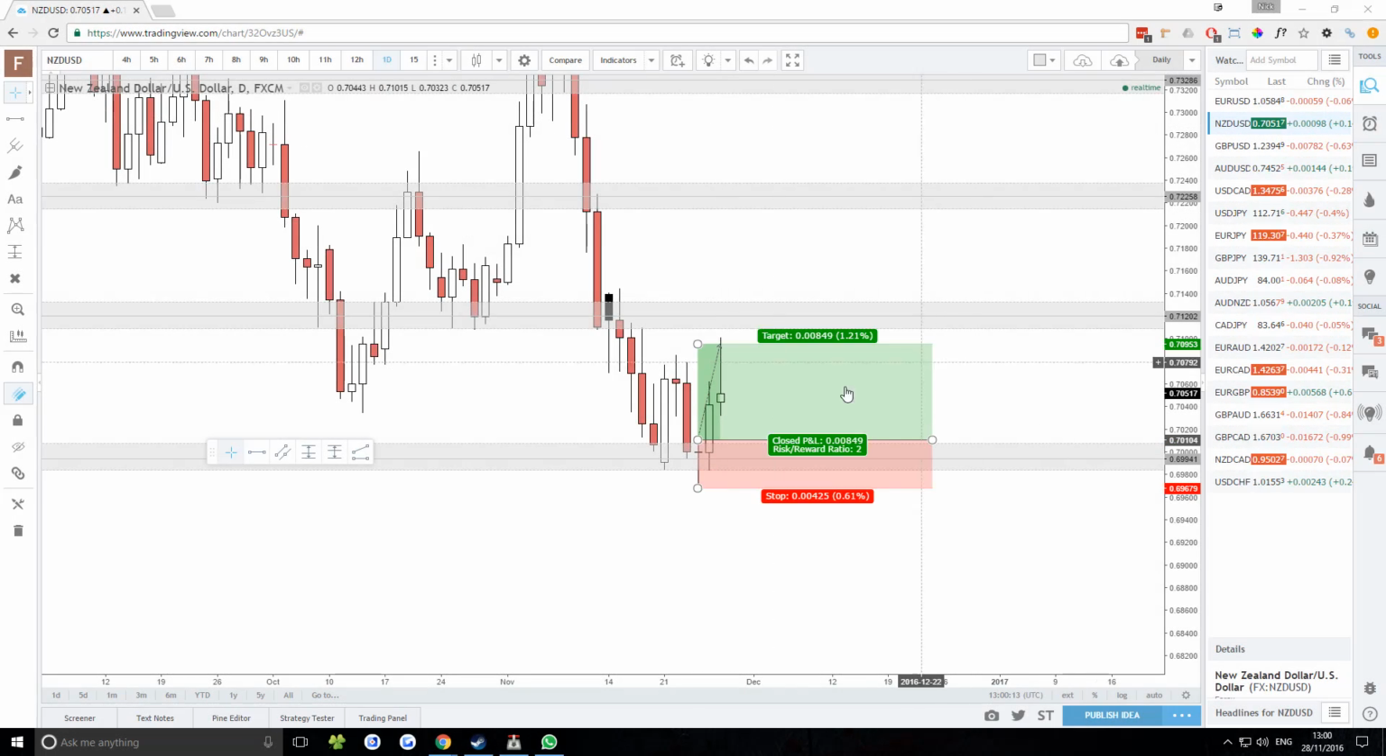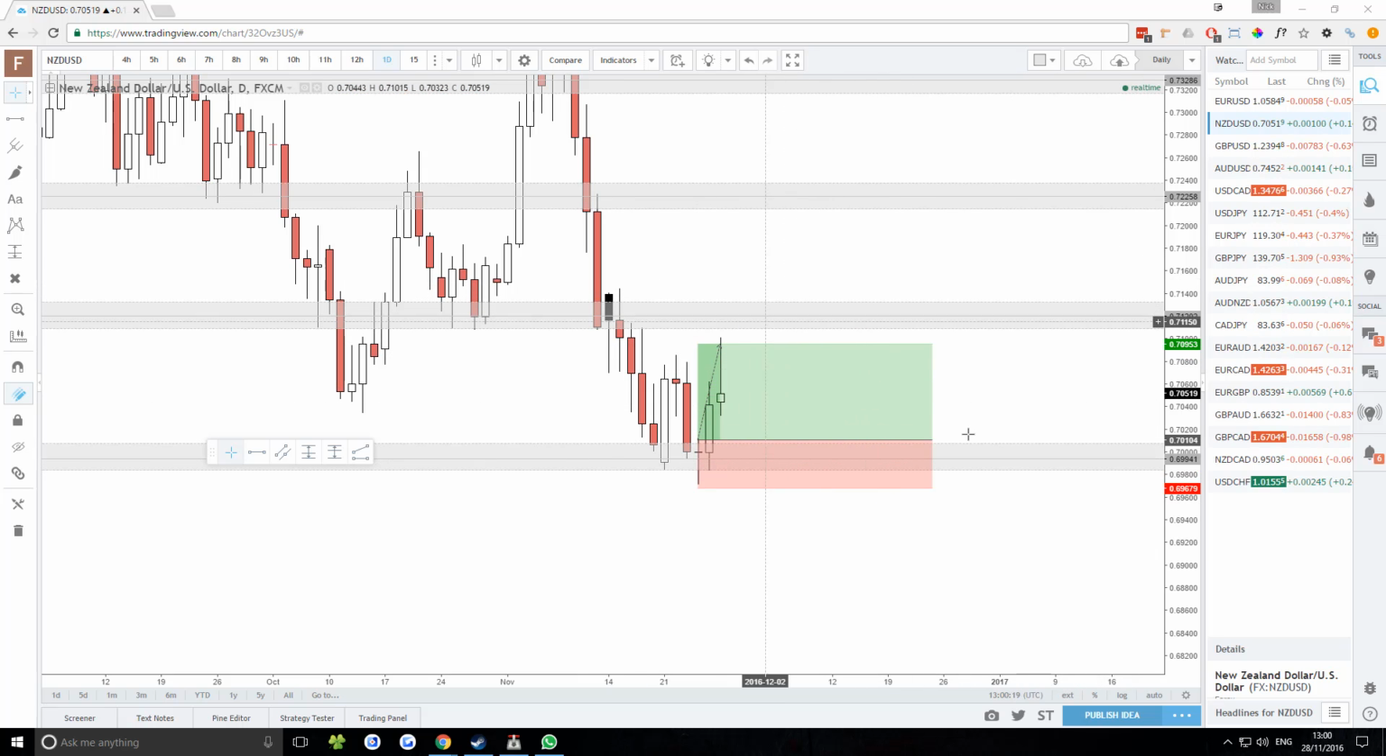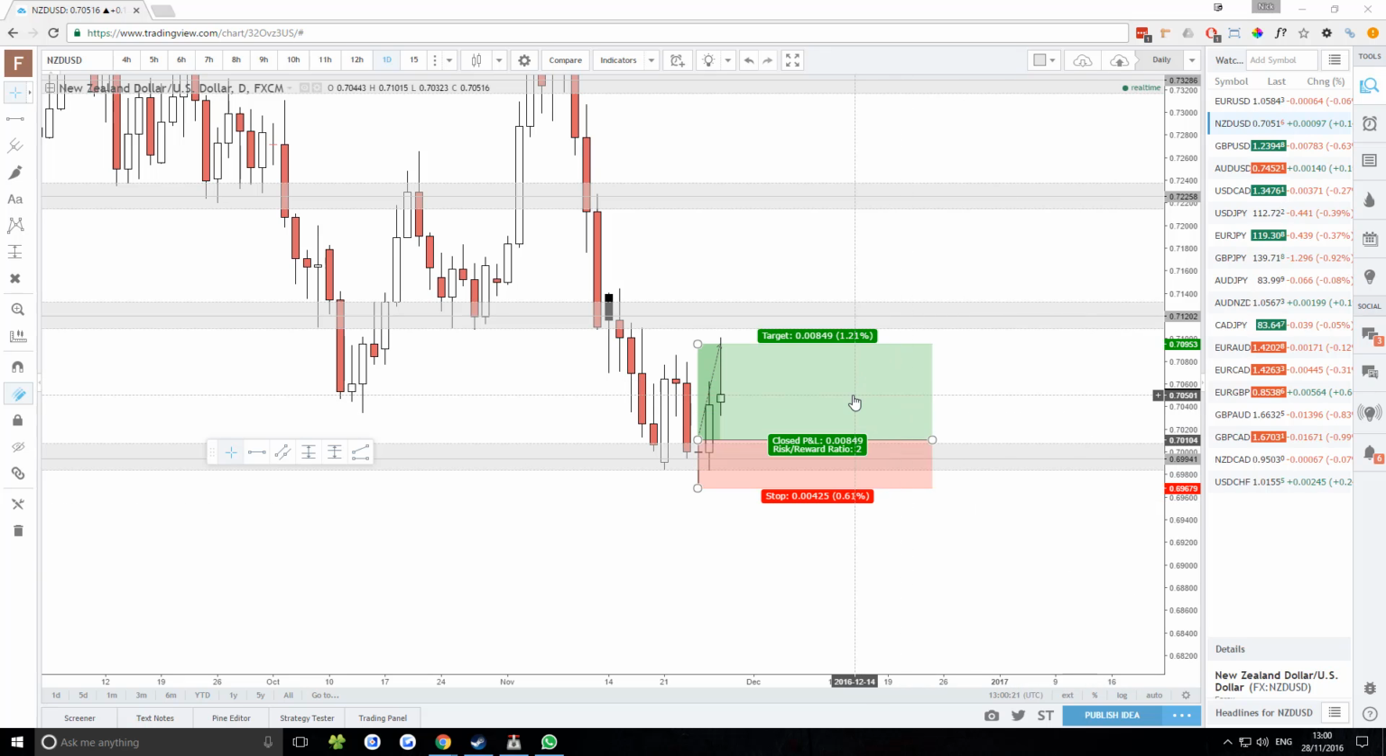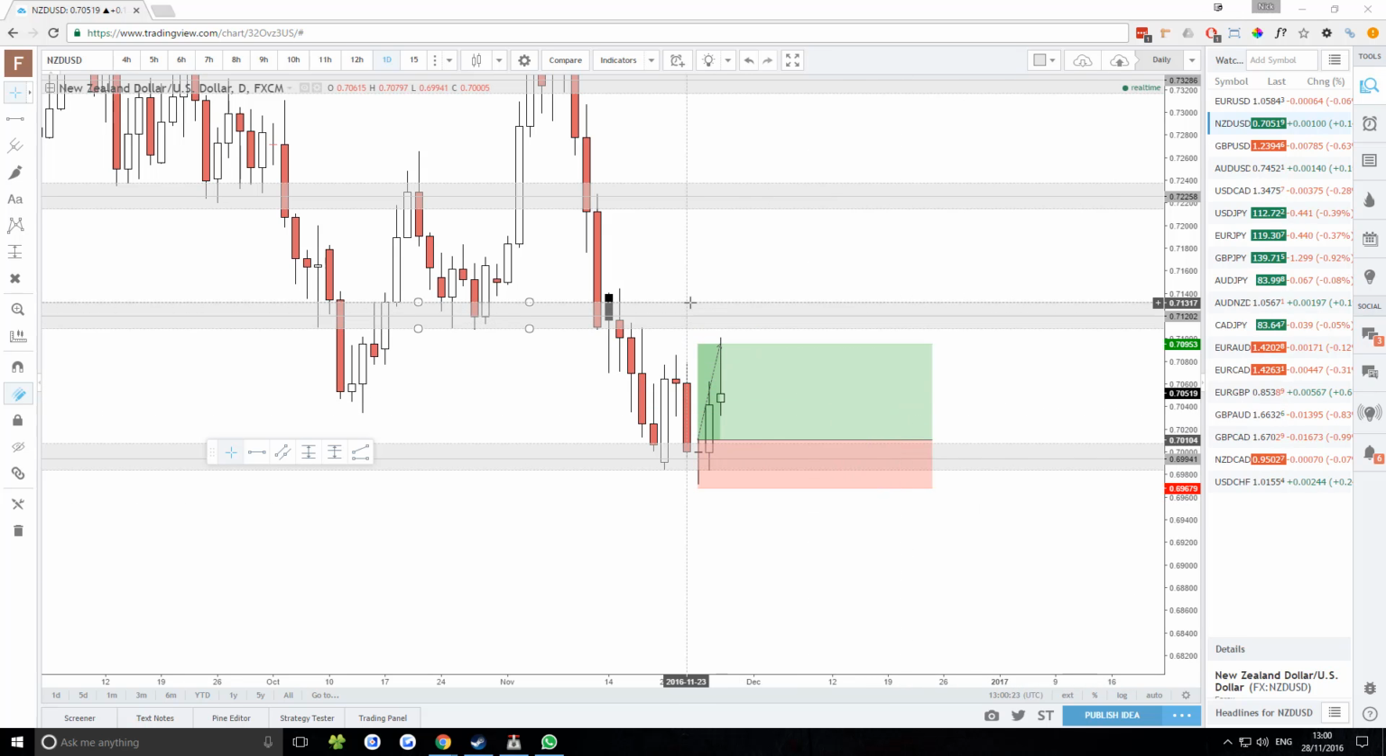Okay, so here is the final update to this trade. As you can see, my target has been hit. Risk reward ratio of 2. It was hit overnight. It was closed out automatically while I slept. I always love that, waking up to a profitable trade in the morning. So this trade worked out really, really well.